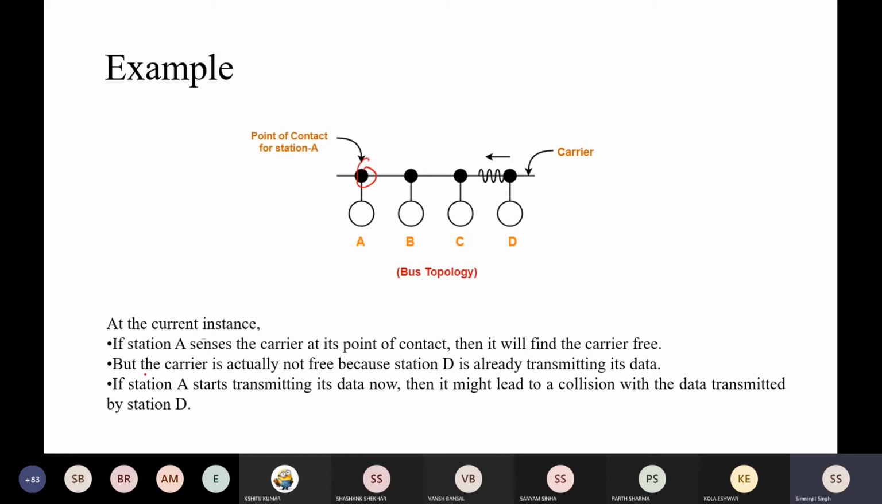So it can only detect here. At the current instance, if station A senses the carrier at its point of contact, it will definitely find it free, but actually it is not free because station B is already transmitting the data. If station A starts transmitting now, it might lead to a collision with the data transmitted by station B. So there are very high chances of collision, because it finds the carrier free, puts the packet onto the link, and starts sending it to the destination.